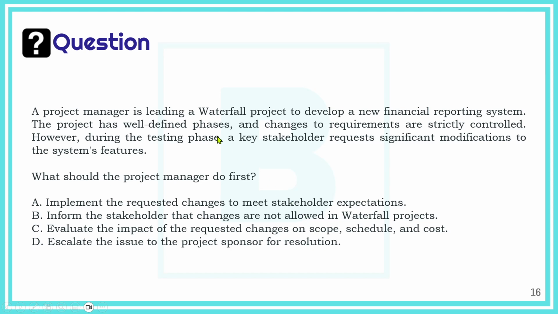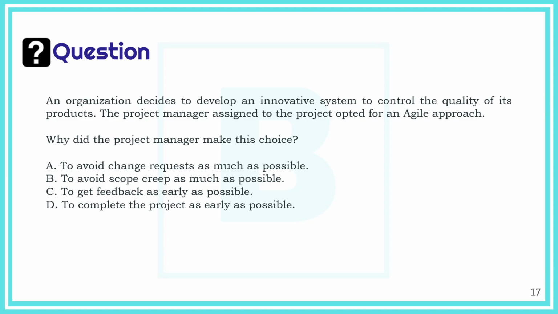Now, here we have a key stakeholder requesting significant modifications. Let me explain PMI's mindset. In such situations, whenever we need to take an important decision because it impacts the business benefits or the baselines, we need to review, assess, and understand the impact. We cannot tell the stakeholder that changes are not allowed in waterfall. That's wrong. We don't need to escalate the issue to the sponsor. We cannot implement the requested change immediately, straightforwardly. First, we need to analyze and evaluate the impact on the baselines, like the scope, the schedule, and the cost, and then we can raise this to the CCB and get their approval. So that's the right answer.